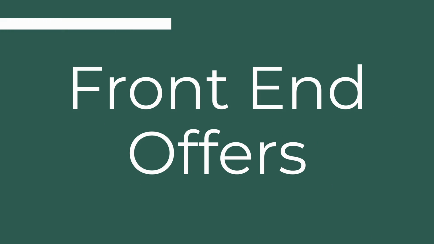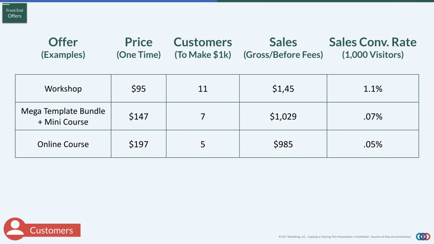Now, this next pricing point is going to be where you're going to most likely have some sort of online course style offer. And so these are going to be front end. This starts at $95 and can go all the way up to about $200. And as you can see from this table, we don't have to sell nearly as much to hit that $1,000 a month price point.